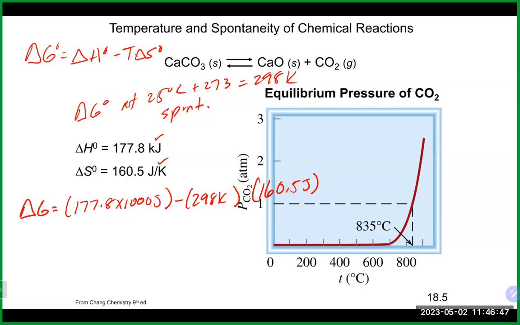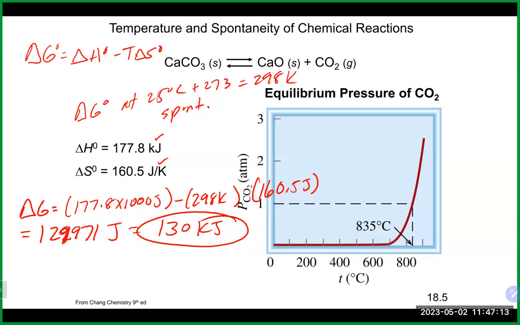All right, so if we do that there, 177.8 times 1,000 to convert it into joules, minus 298 times my 160.5 joules, so everybody's in the same units. That's going to give me 129,971 joules. You can divide it by 1,000, and that will give me roughly 130 kilojoules of our delta G. Any questions first off on that calculation there?